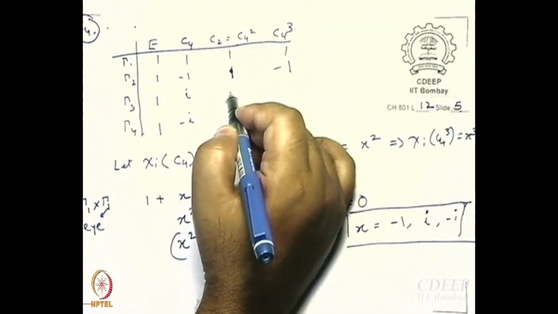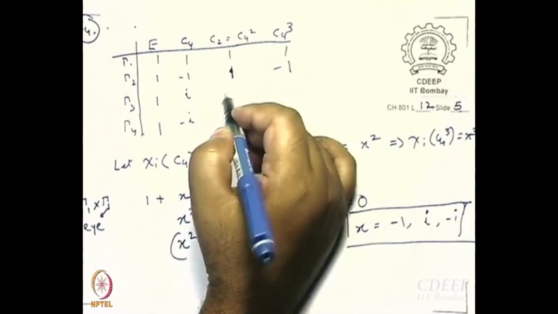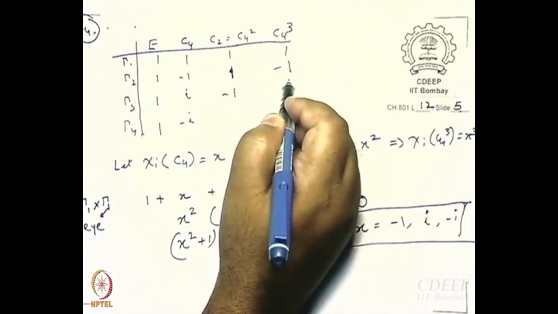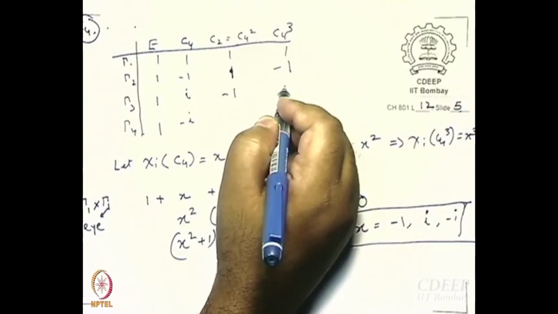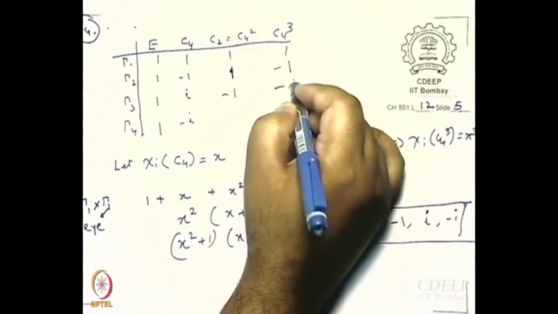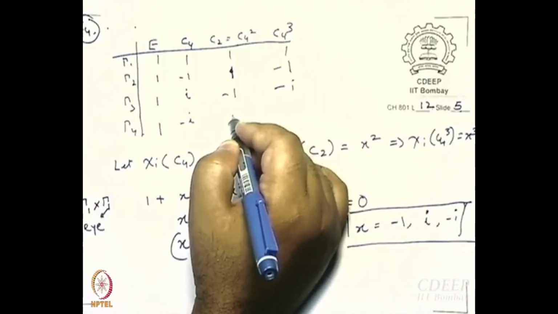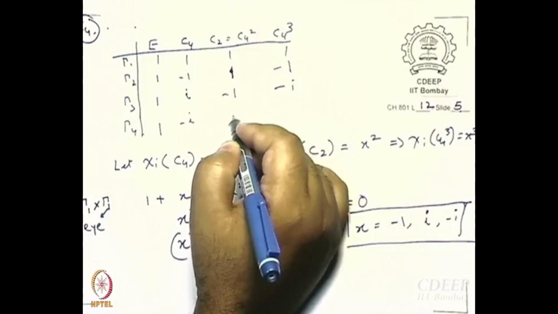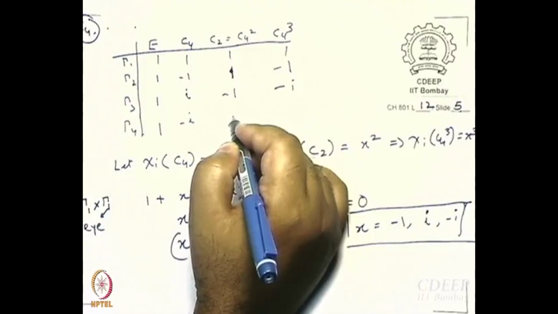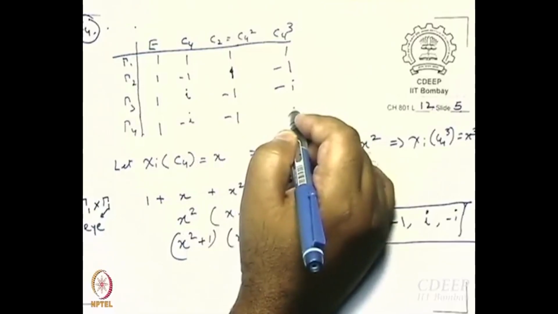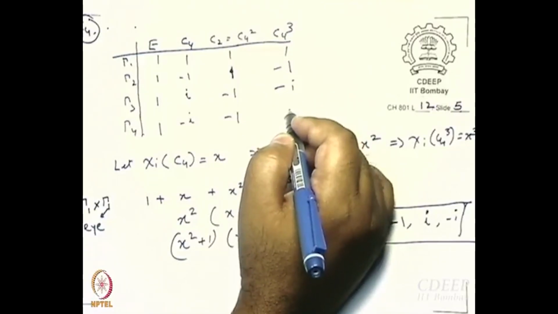i square is minus 1. i is square root of minus 1. And what is chi of C4 cube? Minus i. What is this chi of C2 here? Square of minus i. Square of minus i is minus 1 or plus 1? Sure? What is this? i or minus i? Sure? Or i cube?